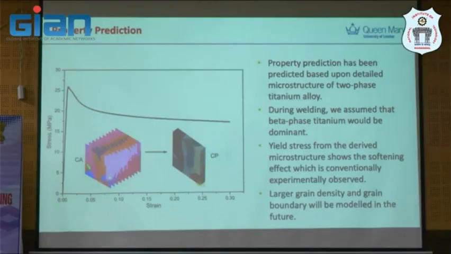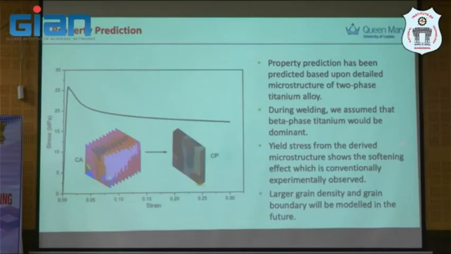The property has been predicted based on the detailed microstructure of the two phases in titanium alloy Ti-64. During this fusion melting process, we assume that beta titanium would be dominant, because that is what we call the as-solidified structure. We don't consider after it transforms to alpha. This is the assumption made. That means we propose that the deformation is dominated by the as-solidified structure, so beta grain is considered here.